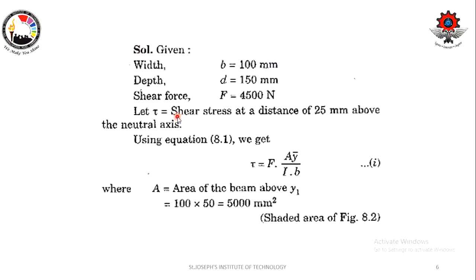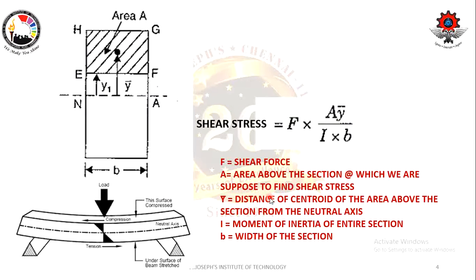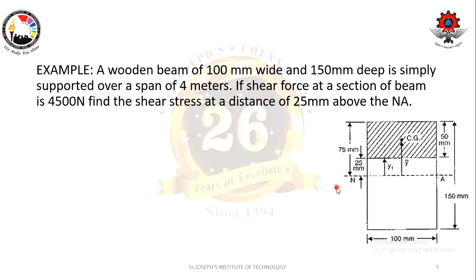They asked us to find out the shear stress, that is tau, at a distance of 25 mm above the neutral axis. We know the formula: tau is equal to F into A into y bar divided by I into B. As I told you, A is the area above the section at which we are supposed to find the shear stress. We are supposed to find the shear stress at this junction, that is at 25 mm above the neutral axis.